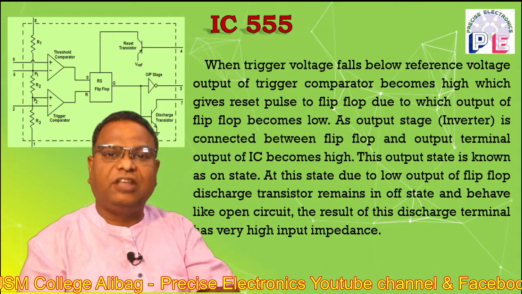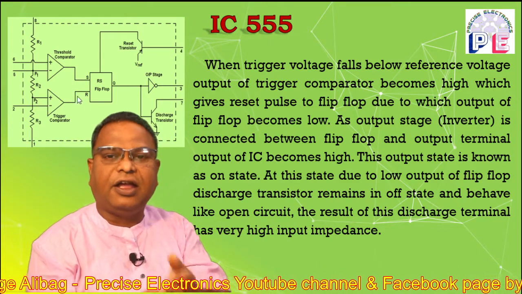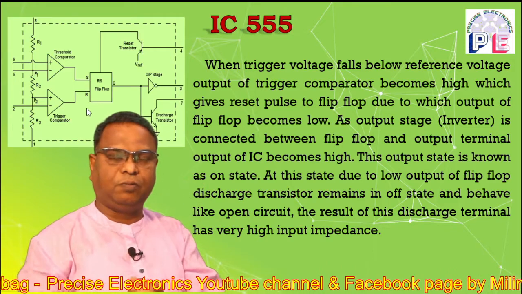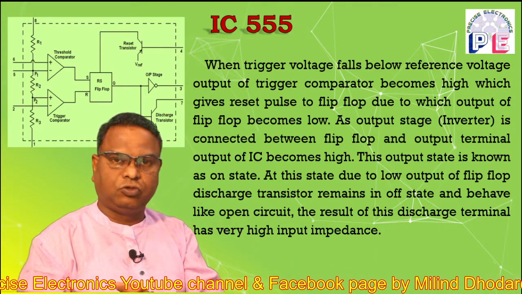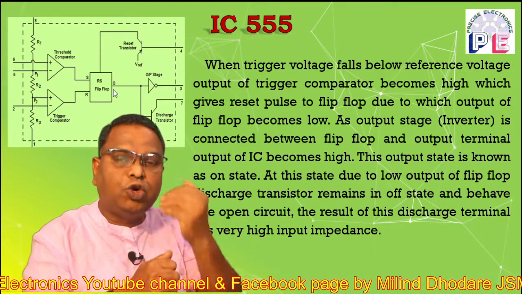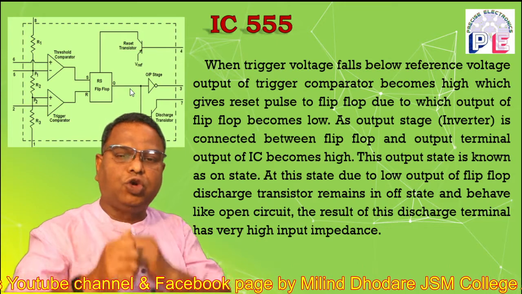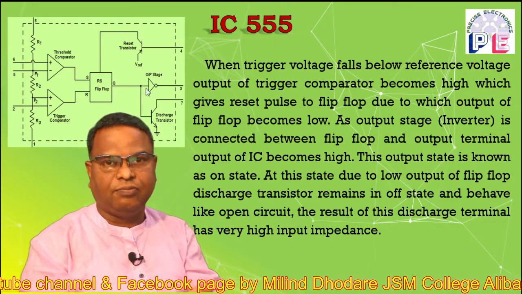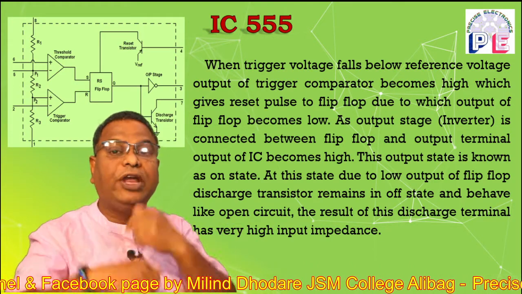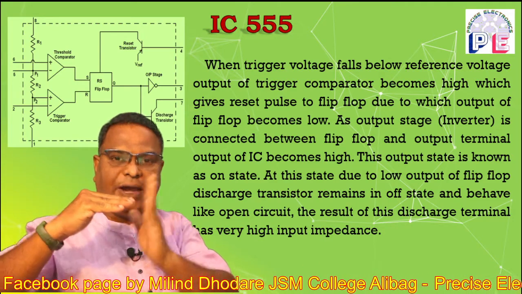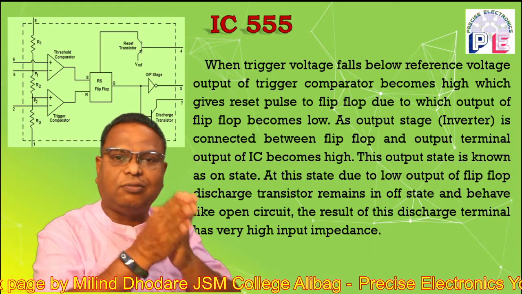That means when the potential applied to pin number 2 drops below the reference potential, the output of this comparator becomes high and the reset pulse is applied to the RS flip-flop. And when the reset pulse is applied, the output of the flip-flop goes to low level. But due to the output stage, which is nothing but an inverter, that is a NOT gate, the low input applied to the inverter is converted to a high output. It is going to invert that input. So the input applied to the inverter is low, it converts that to a high output, and hence the output of the IC becomes high.